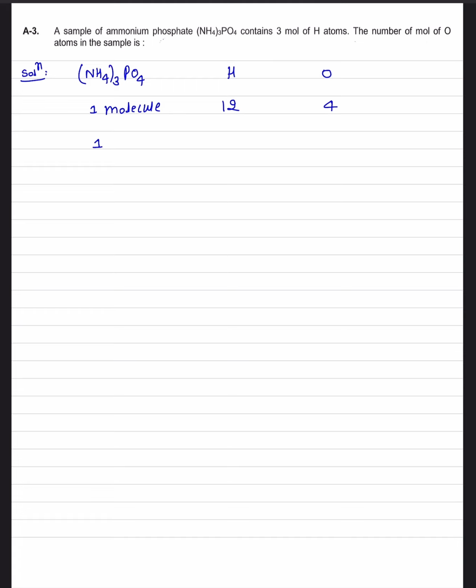If this is your 1 mole, so tell me how many moles of hydrogen? Yes, sir, 12 moles. How many moles of oxygen? Yes, sir, 4 moles. If I say 1 mole is hydrogen, can you tell me how many moles of oxygen?